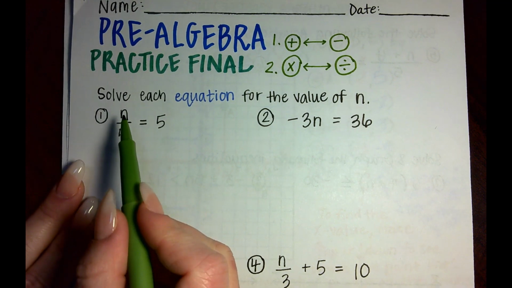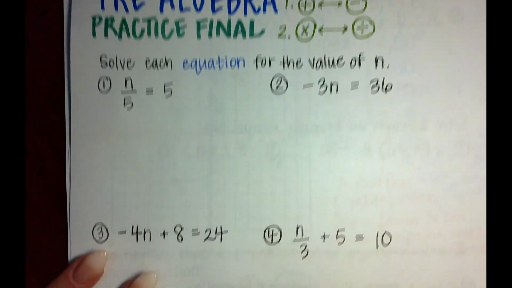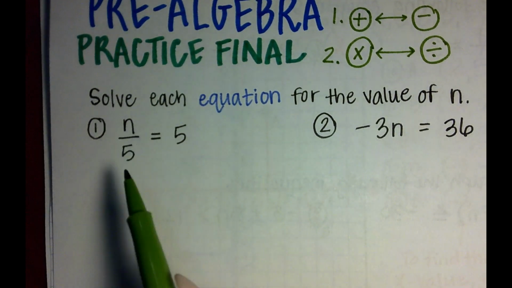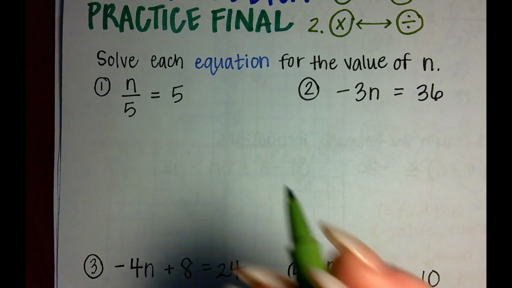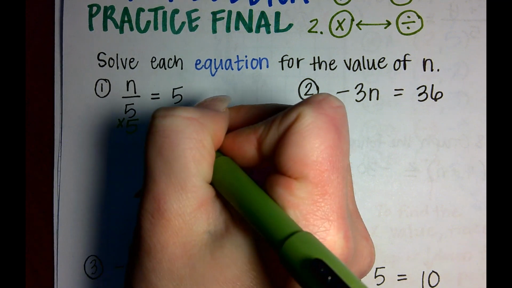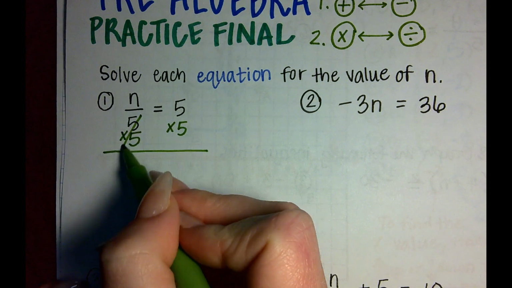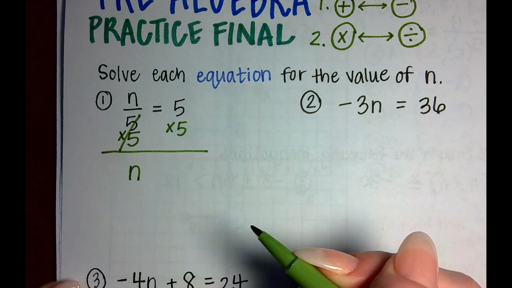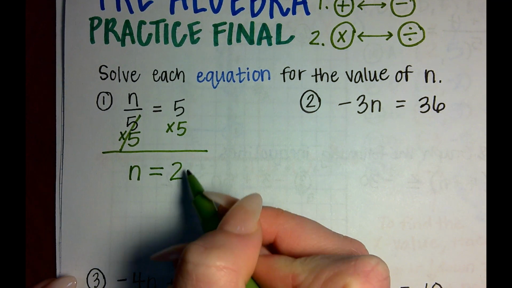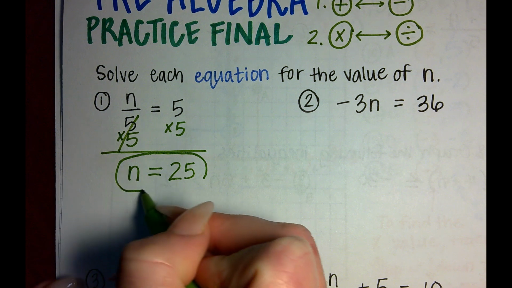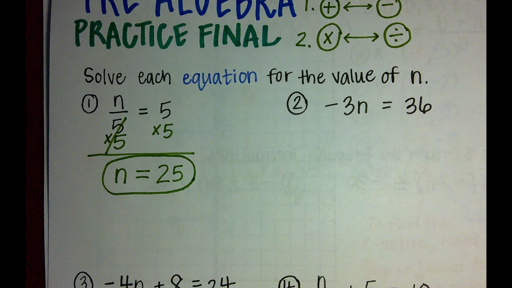So, number 1, I have n over 5 equals 5. N over 5, what operation is happening there? Yes, so this is division. To get rid of it, we multiply. Times 5, times 5. My 5's cancel. Good, my n is by itself. Equals 5 times 5 is 25. And then we circle our answer. So we'll get n equals 25 for number 1. Good.